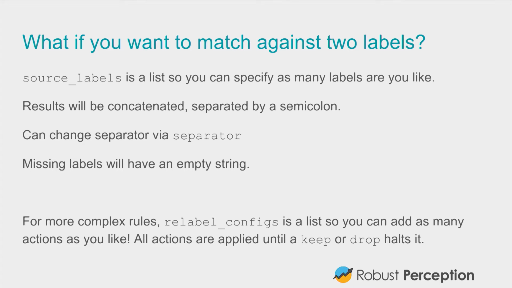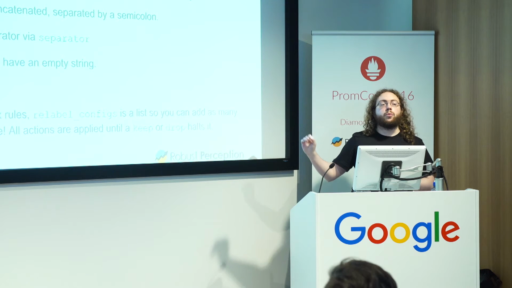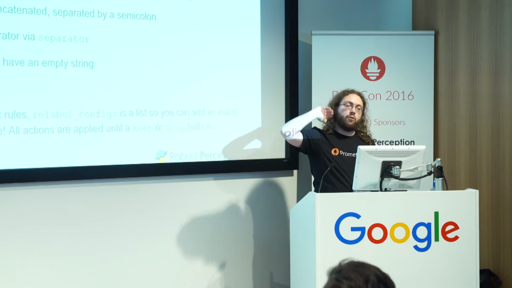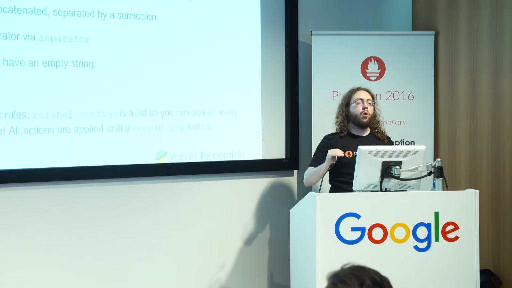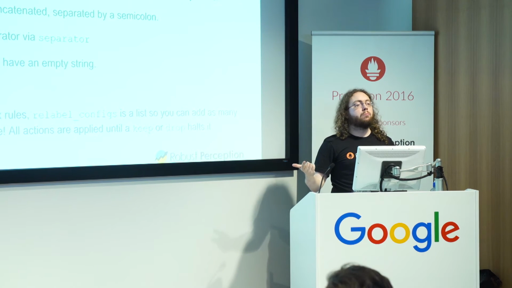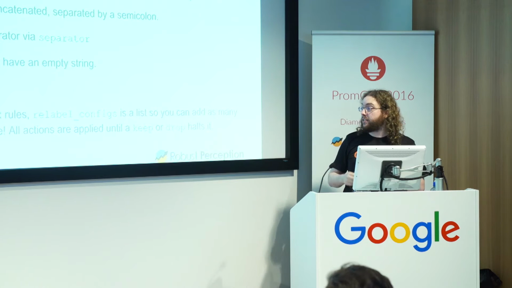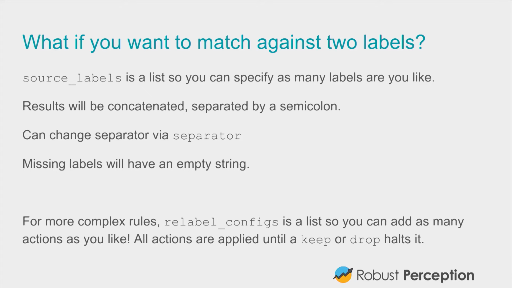And the other thing is that it is relabel configs, so that's a list as well. So every single rule is processed, every single action from top to bottom, and it processes them all unless it hits a keep or a drop, which makes it stop. So they all at least attempt to apply. So you get as many as you want. As the Julius example showed, it was about 10.